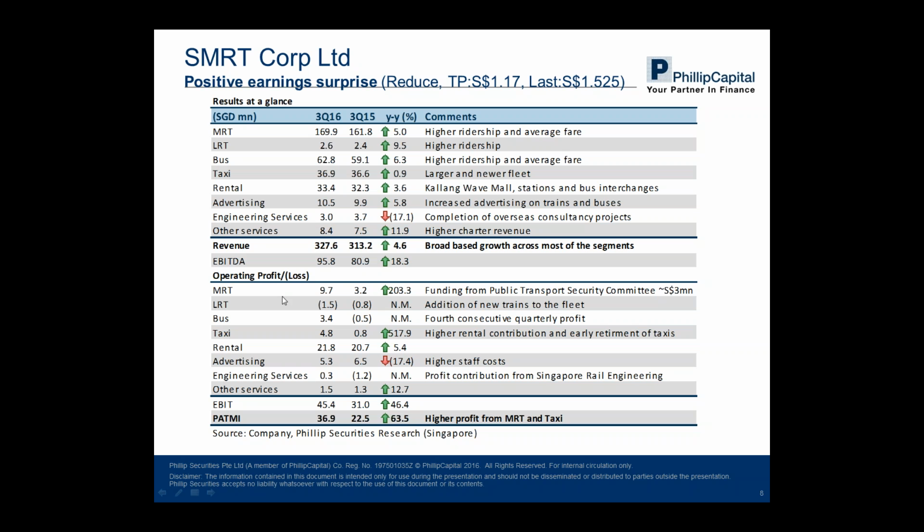Bus, again, it's had its fourth consecutive quarter of profit after registering losses for several quarters. Taxi also had improvement in EBIT due to higher rental contribution and early retirement of older taxis. So in whole, the EBIT also grew, but partially was due to this one-off grant. And lastly, PATMI was higher, coming from higher profit from MRT and taxi.